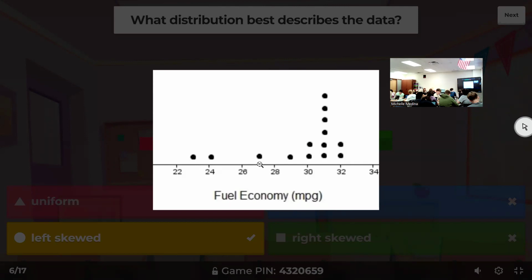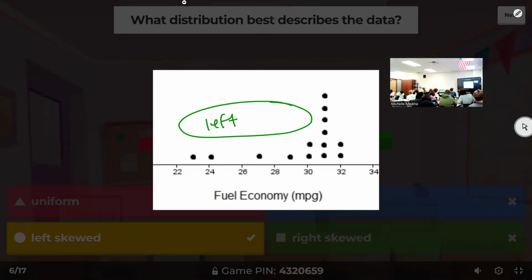Yes? You look for the void. Don't look for where the data is clustered. Look for the void. Since the void is on the left side, then it's left skewed. So good, I'm glad almost all of us got that one right. At least we know for sure it's not symmetric or uniform. Definitely not. Look for the void to tell you if it's left or right. Okay, so then on to the next one.